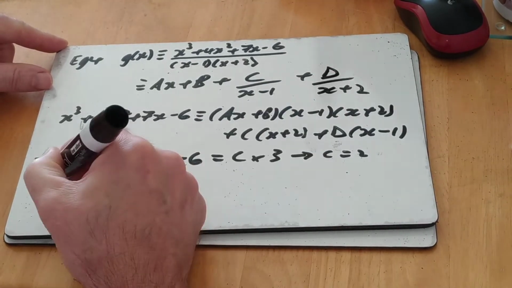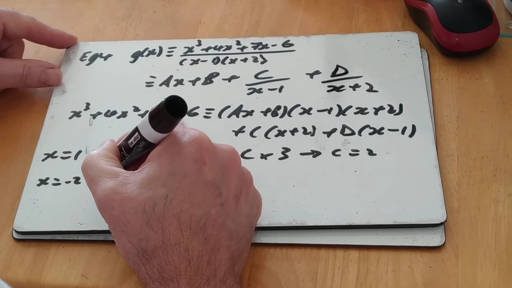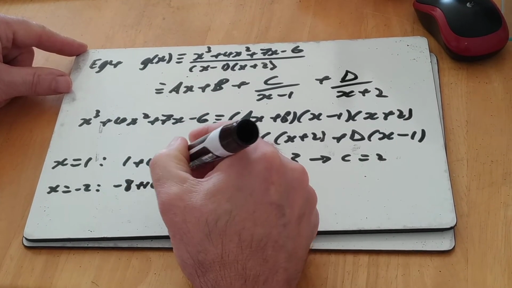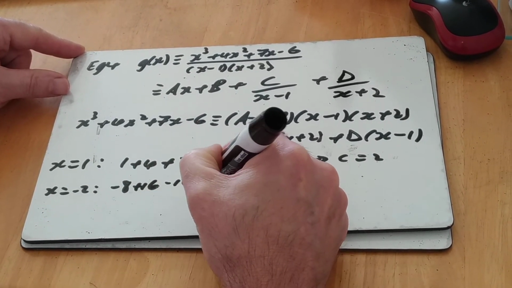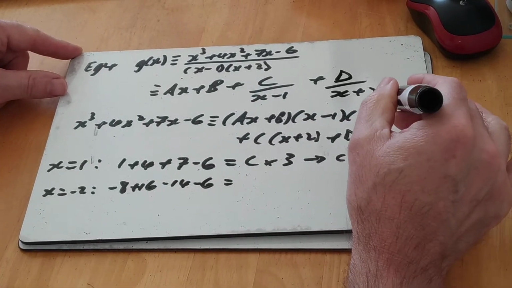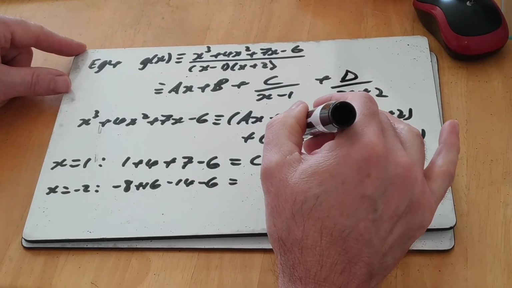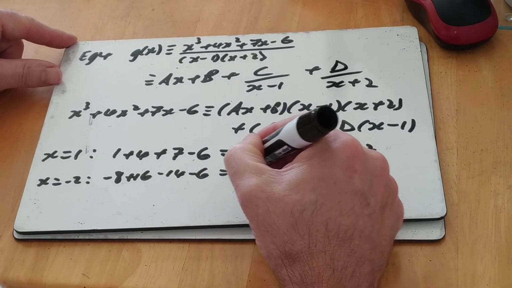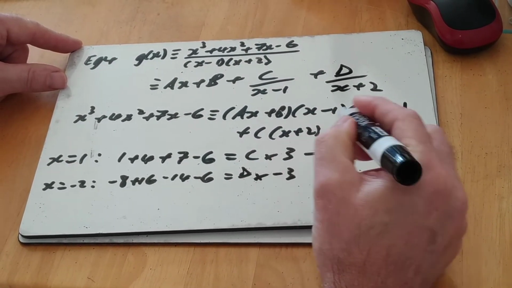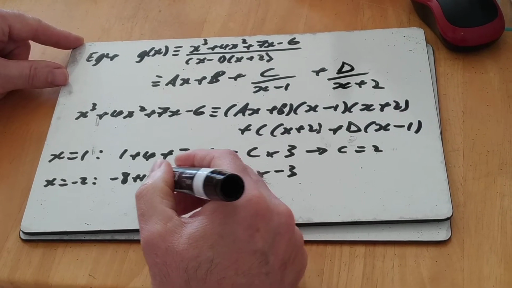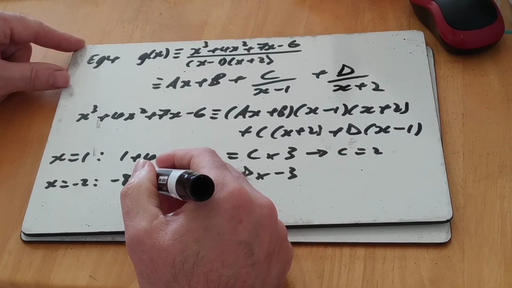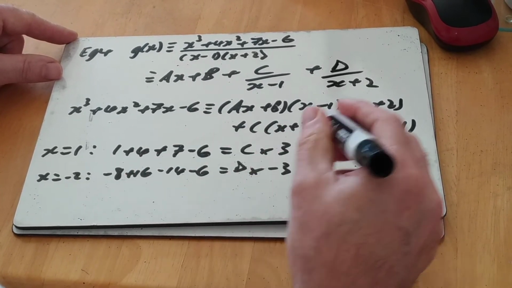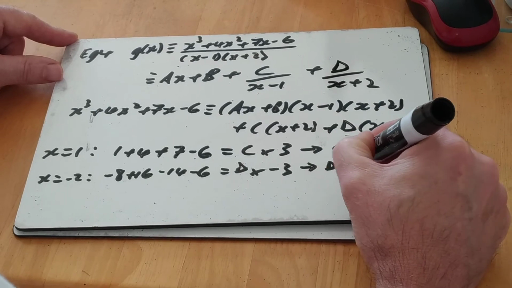x equals minus 2 is the other one, so we get minus 8, plus 4 times 4, plus 16, minus 14 minus 6 equals, that goes to 0, that goes to 0. Yep, and then I'm left with the d term, d times minus 3. And so what have I got in this case? Lots of minuses. 16 minus 28 minus 12 divided by minus 3, d equals 4.